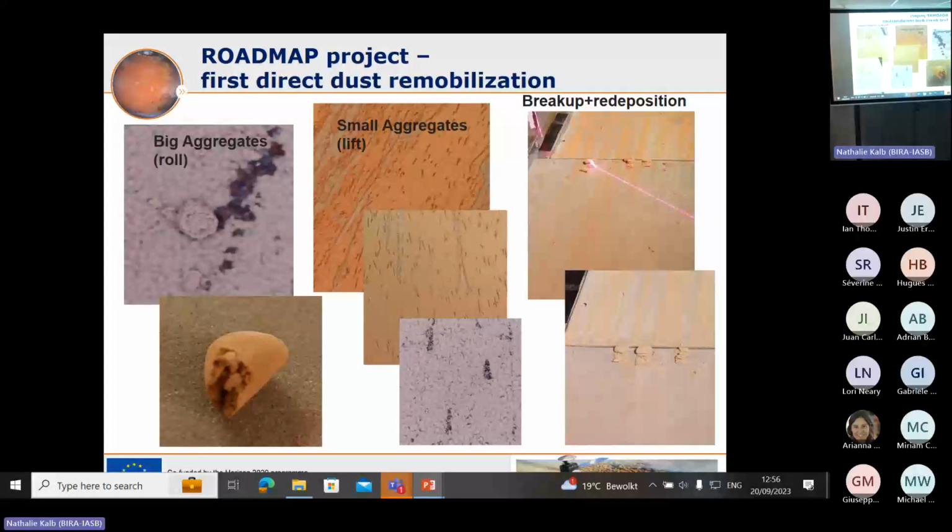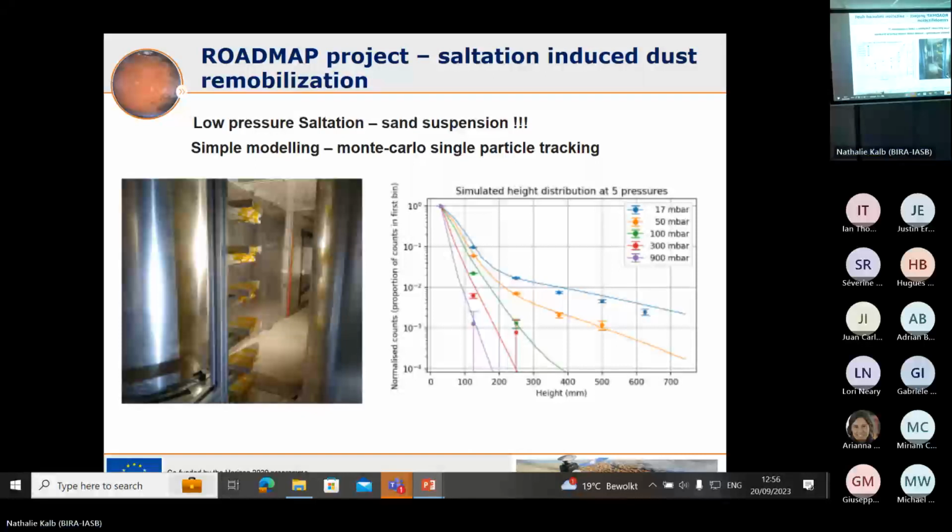So there are big aggregates that roll. There are smaller ones which seem almost to be very similar size to each other, that get sort of taken straight up. So these are very distinctly different, these two types of aggregate removal. And then there's breakup and redeposition. And some of this stuff then gets resuspended, but only a small fraction, actually. So that's what happens with direct resuspension of dust on a solid bed.